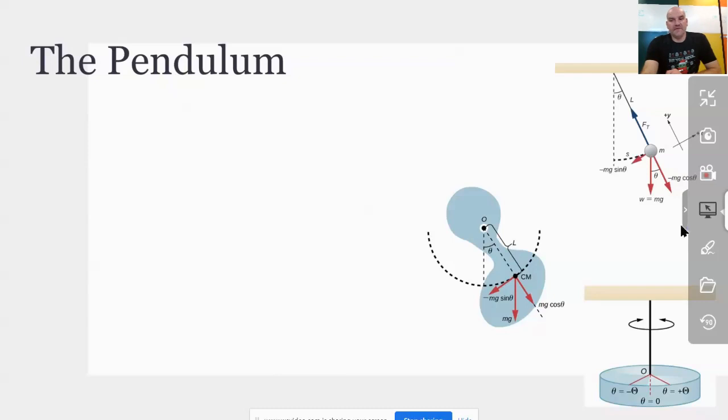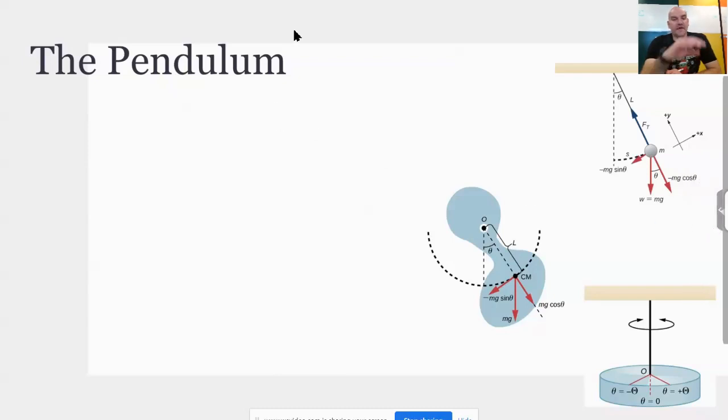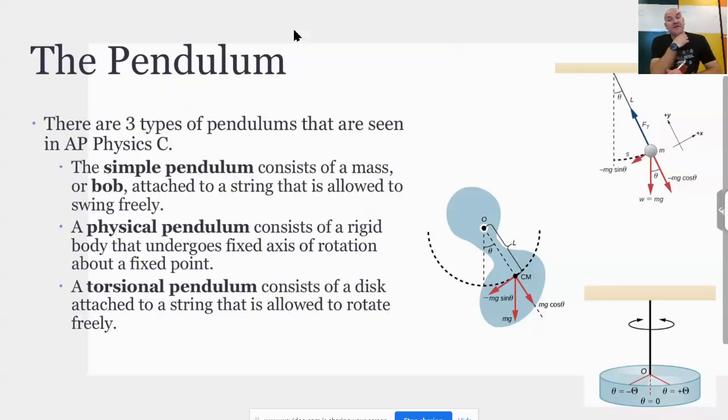Hi, welcome to AP Physics C Unit 6 for mechanics. This is the last video in this unit. Remember, this is simple harmonic motion. And so what we're going to look at is the pendulum and really look at the three types, but then we're only going to derive the expression for the period for one of them, which is going to be our simple pendulum.